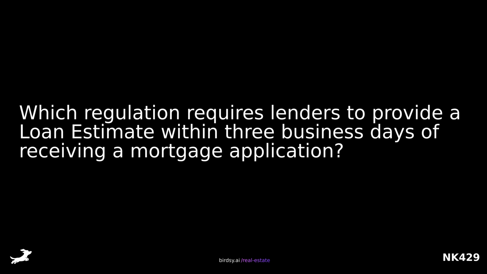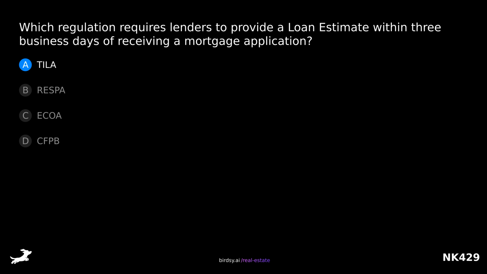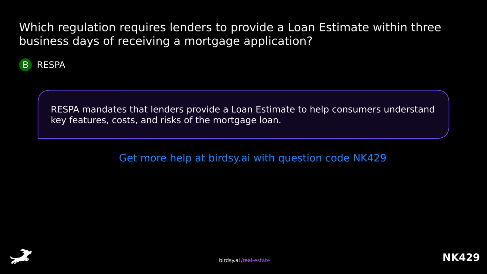Which regulation requires lenders to provide a loan estimate within 3 business days of receiving a mortgage application? Is it A, TILA, B, RESPA, C, ECOA, or D, CFPB? The answer is B, RESPA. RESPA mandates that lenders provide a loan estimate to help consumers understand key features, costs, and risks of the mortgage loan.